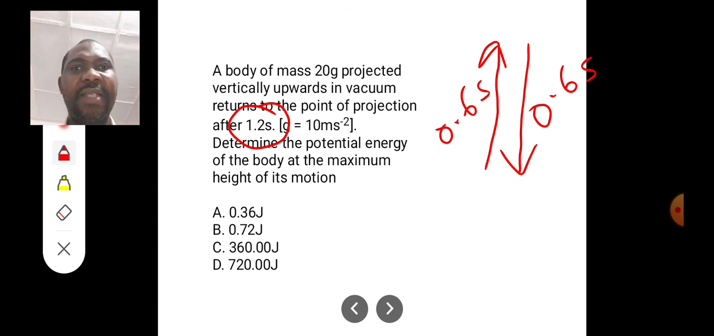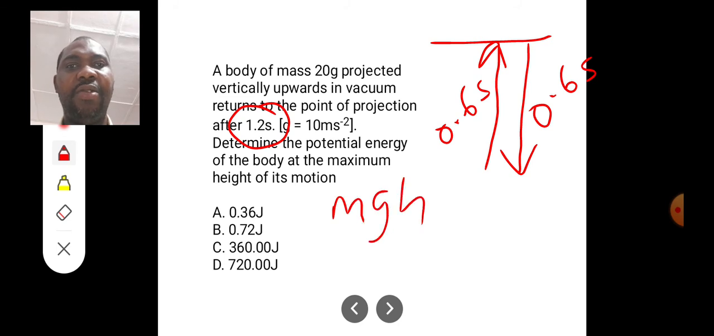Okay, and here we are asked to find the maximum height of this motion. They said determine the potential energy at the maximum height. So this is the maximum height here. Potential energy in this case we can say is mgh, but we need to know what the maximum height is. We can find maximum height from the formula, if you remember your equations of motion. We are not given the velocity.